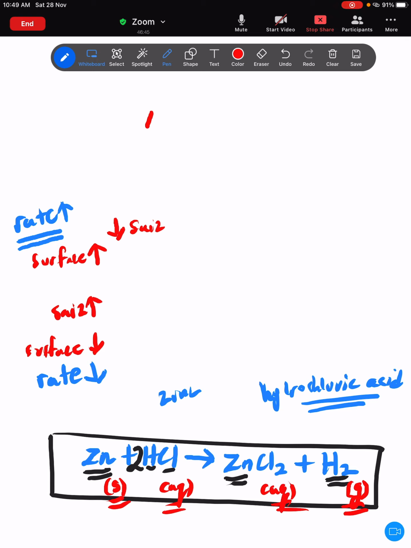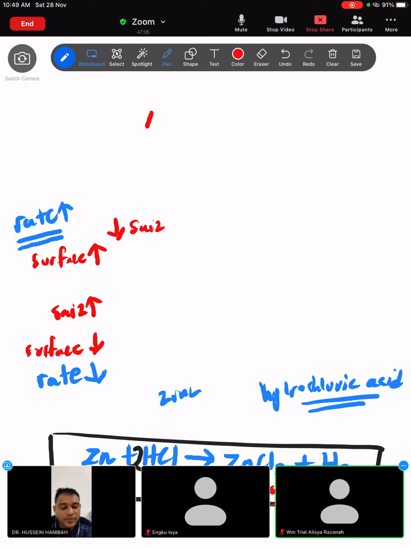For example, Alisha, do you still remember about the naphthalene experiment? When you heat that particular naphthalene, the product that you get after heating is what? You call that liquid naphthalene, because you do involve the heating process.